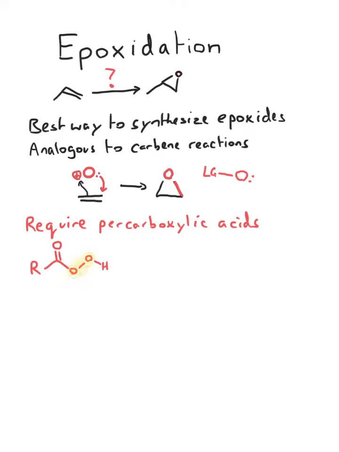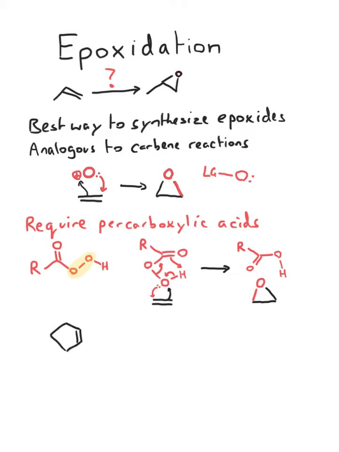If you put one near an alkene, this is the mechanism that occurs, and it leaves us with a carboxylic acid and an epoxide. And that's it. You've done an epoxidation. So, for example, if we take cyclopentene and react it with this percarboxylic acid, we will get this epoxide. Now you have a go.